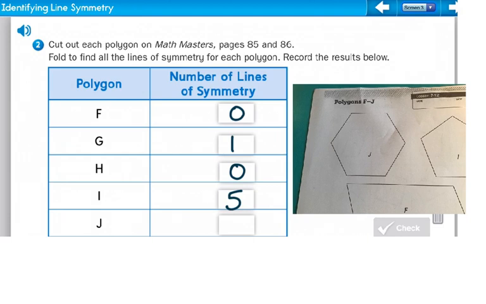So I can count 6 lines of symmetry. 6 lines. 1, 2, 3, 4, 5, 6. Do you know that this is called a regular hexagon? All sides are the same length.